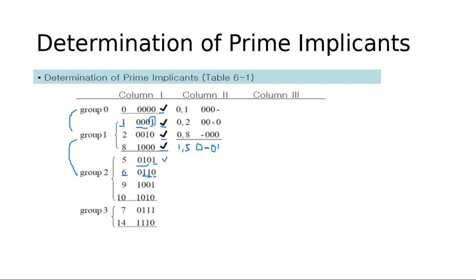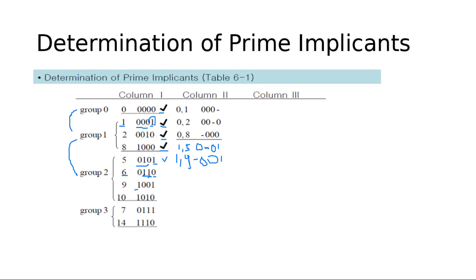Let's see another one. Let's see 1, 9. There is the same and change. Only 1 bit change. We can say that. We can write here. The first bit is changed, 0, 0, 1, right?